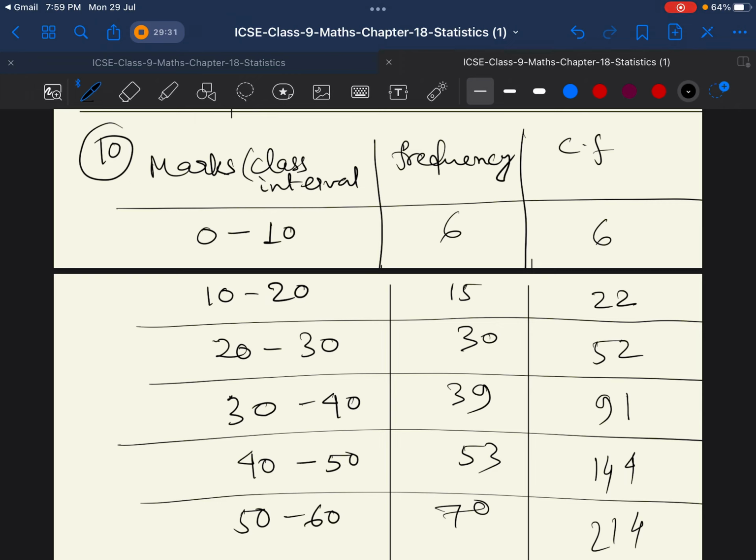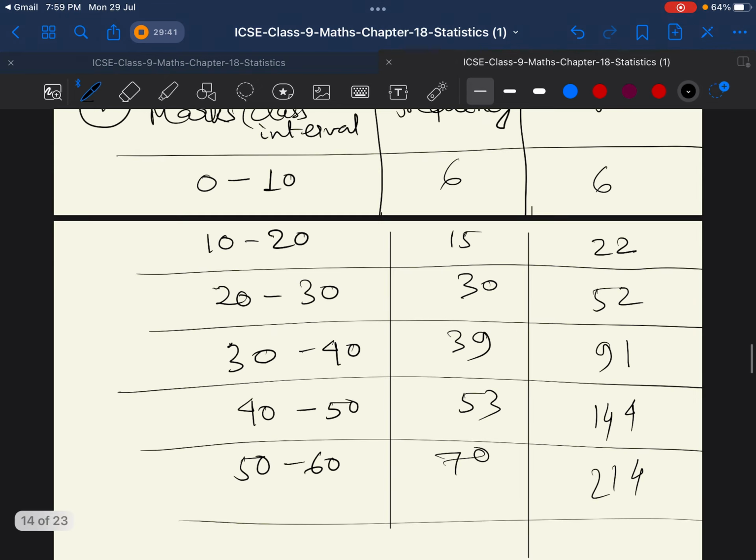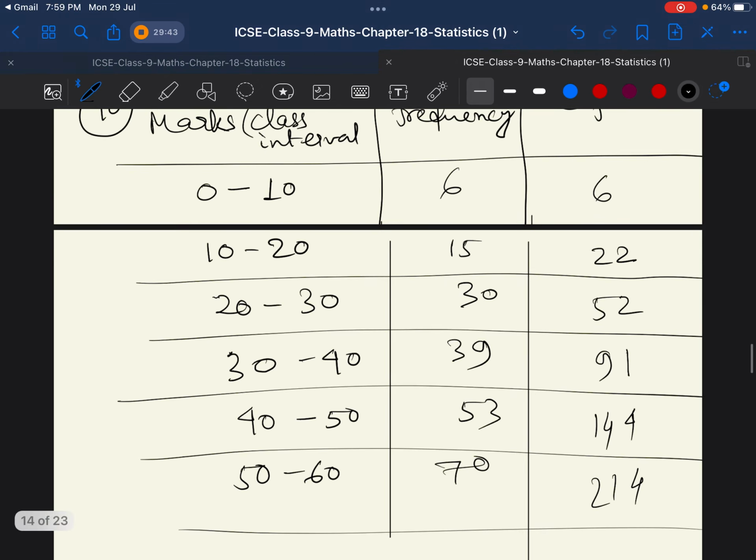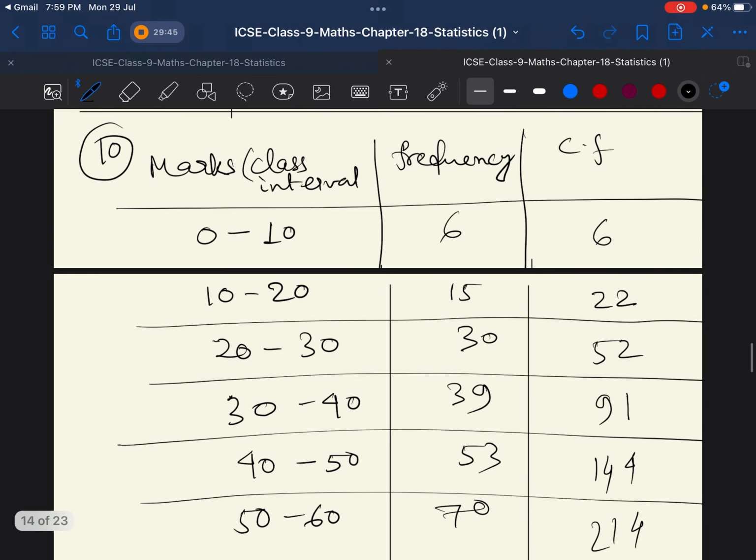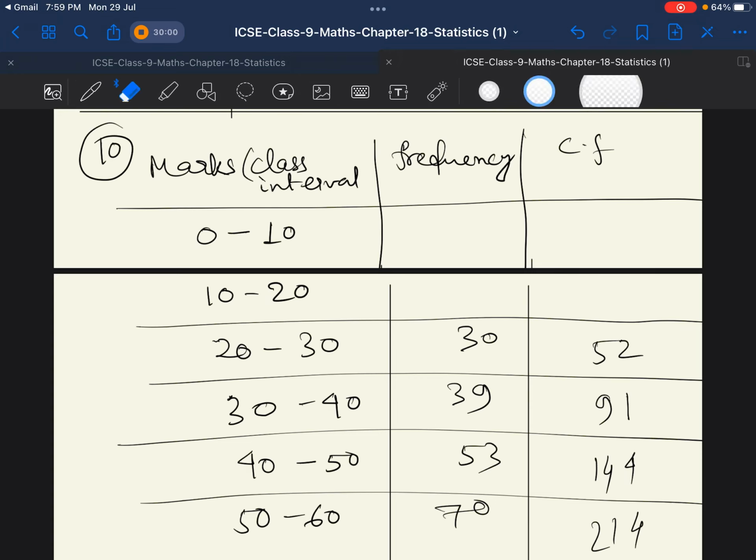See less than 10, less than 20, construct a frequency table from the following data. So here number of students are these, and this is the cumulative frequency. Okay, sorry, this is the cumulative frequency.